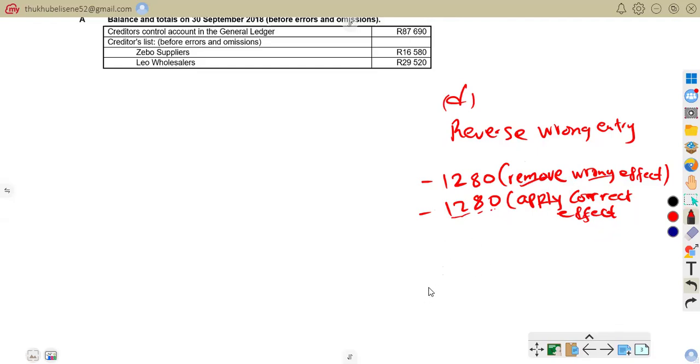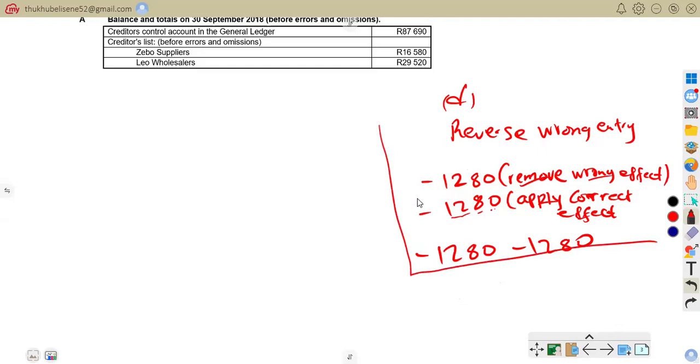Hope we are together. So that is where you see it is going to be 1,280 minus 1,280. Here it is removed from the wrong entry. Here it's minus because it's going to reduce the amount owed. Hope we understand all this. So now let us move on to E.